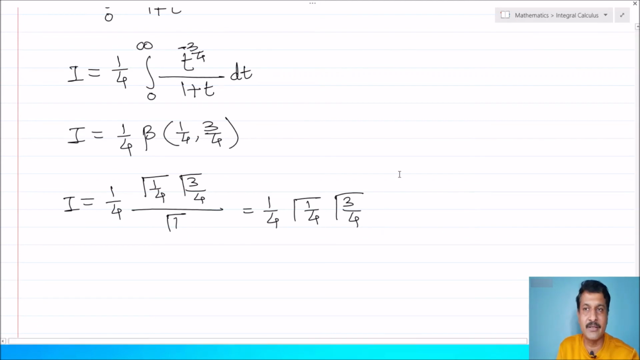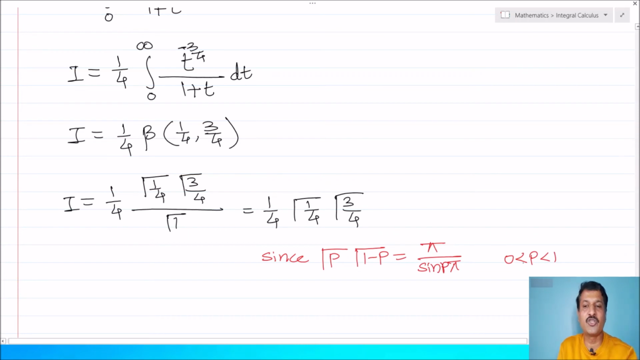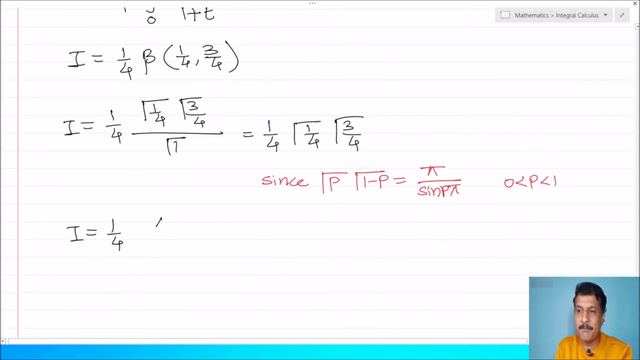What is that property? Since gamma p gamma 1 minus p equals pi upon sine p pi, when p is between 0 to 1. I can use this because 1 by 4 plus 3 by 4 is 1. Here p plus 1 minus p is 1. So I can use this, and that is why I am getting I equal to 1 by 4, pi upon sine p pi.